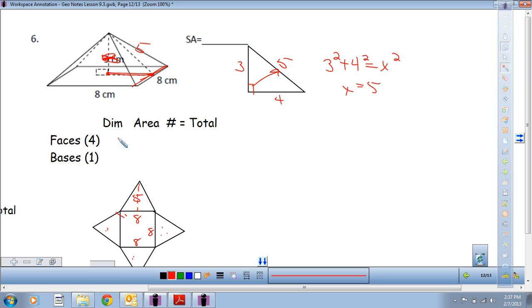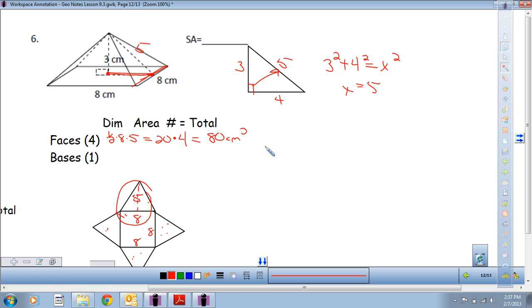So when we go to calculate the area of the face, the area equals 1/2 times the base, which is 8. So we're going to find the area of that triangle, times the height, which is 5. Well, half of 8 is 4, and 4 times 5 is 20. Now, again, we need to think, how many of those triangles do we have? Well, we have 4 of those, so we're going to go times 4, and the total area is 80 centimeters squared.